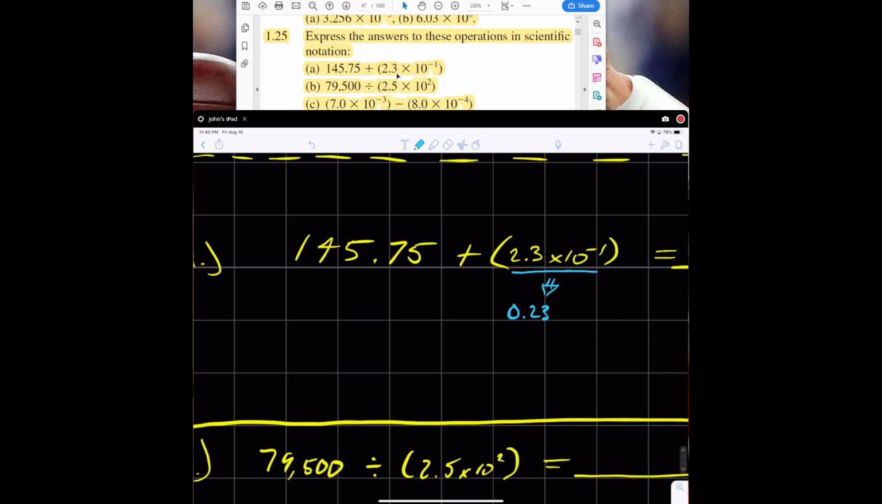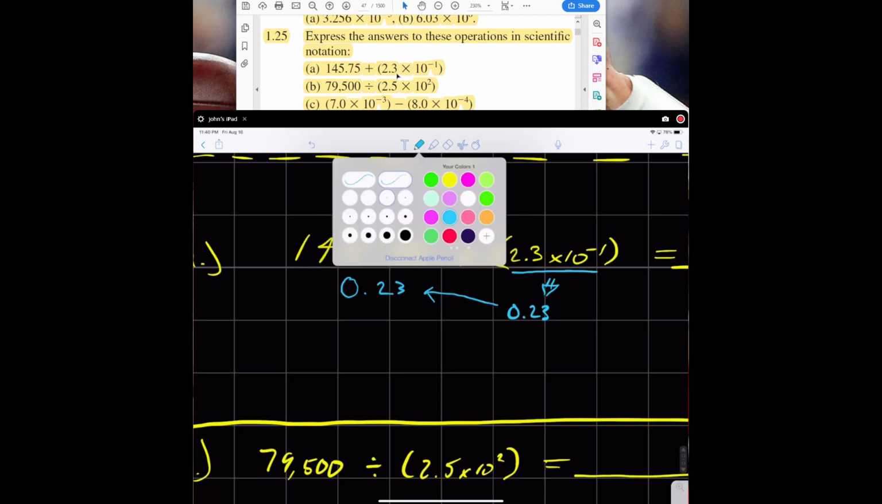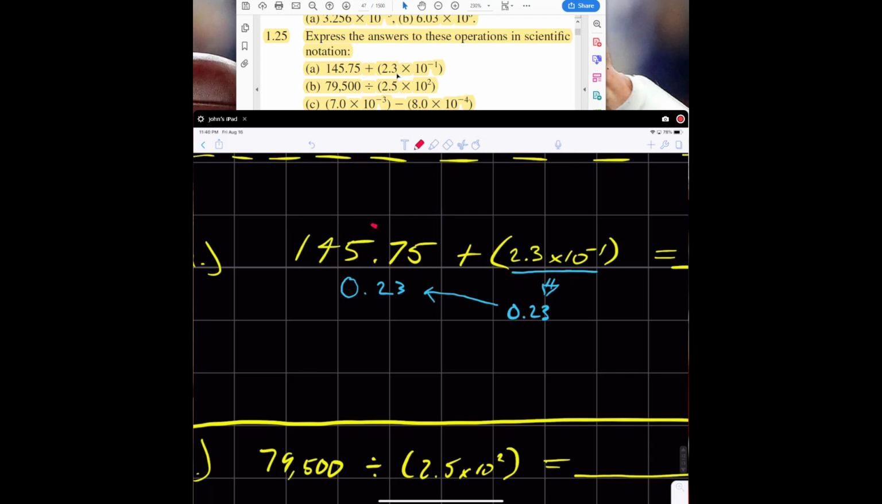0.23. Okay? And then from there, we can add it to 145.75. Or actually, I'll go ahead and draw this arrow like this. Okay, we're going to add it. And it's always important, I added these grid lines in here so that we can keep everything lined up. We're going to input the number when we do these out by hand. We always want to keep the decimal points justified.